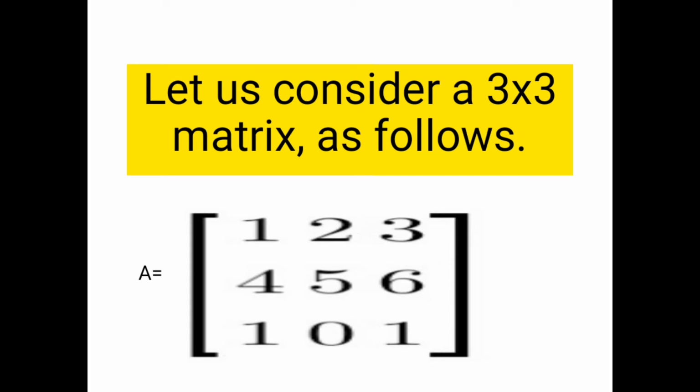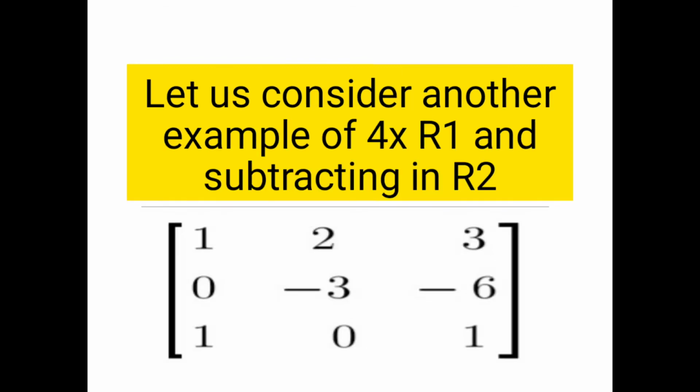So let us take such examples. Let us consider a matrix A equal to 1, 2, 3 as the first row, 4, 5, 6 in the second row and 1, 0, 1 in the third row. Now apply one row transformation. Let us write it as R2 plus 4R1. That means we are changing the second row R2 by adding 4 times R1.